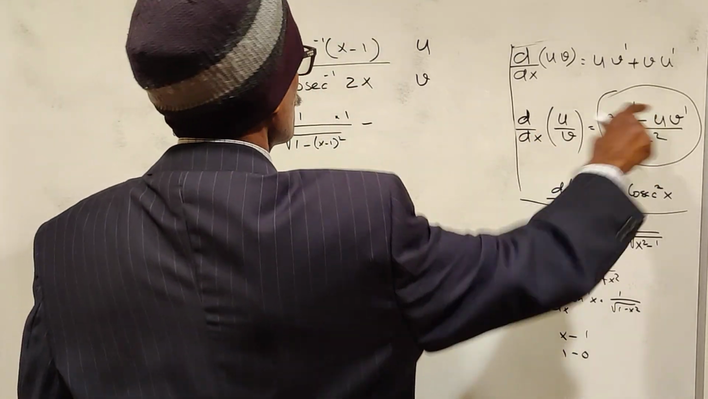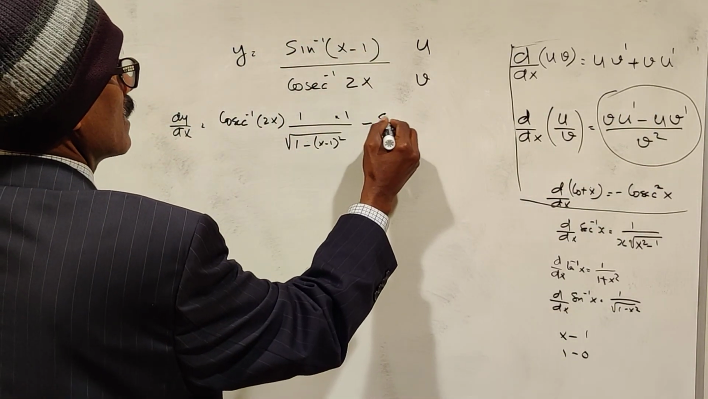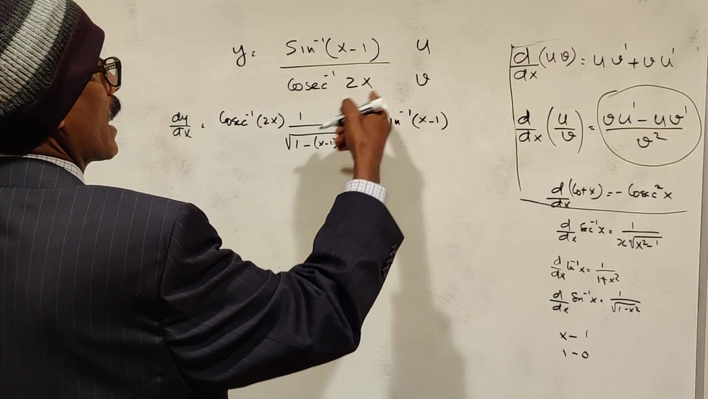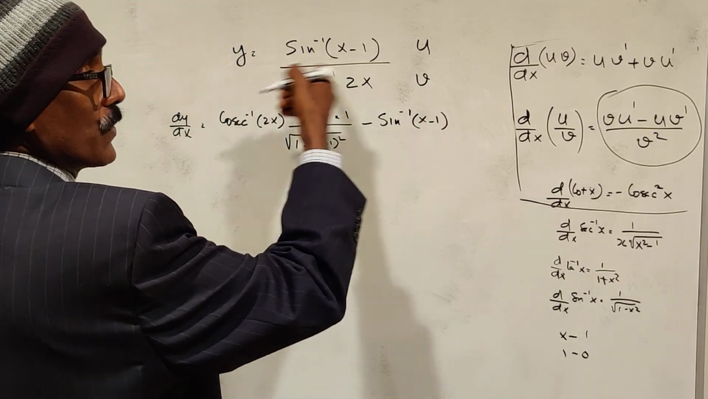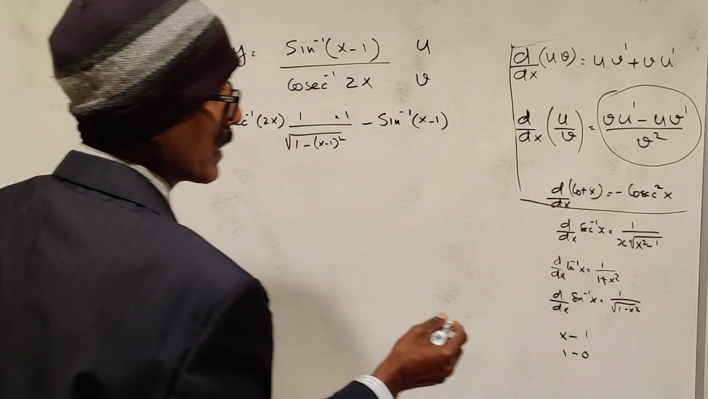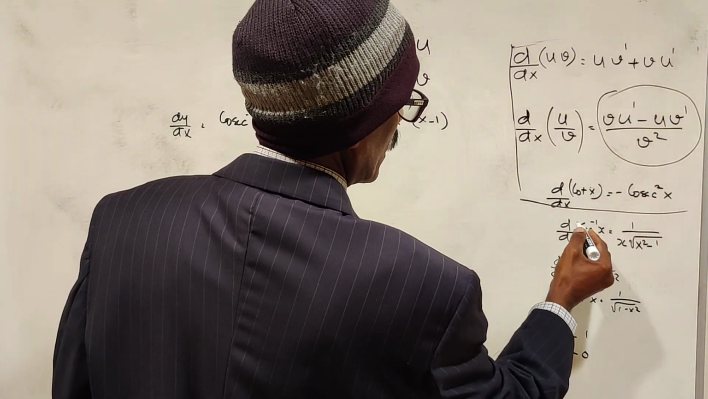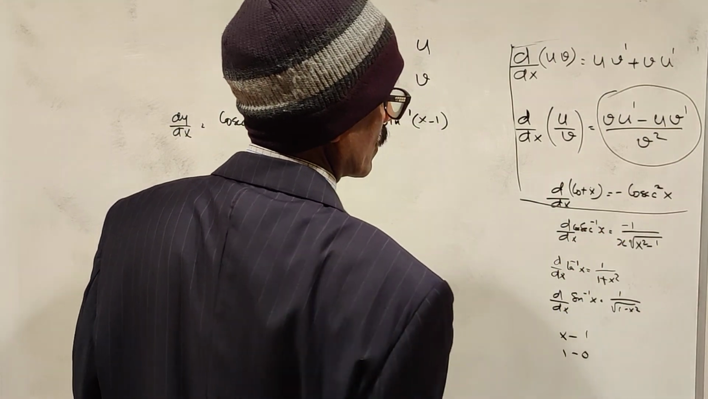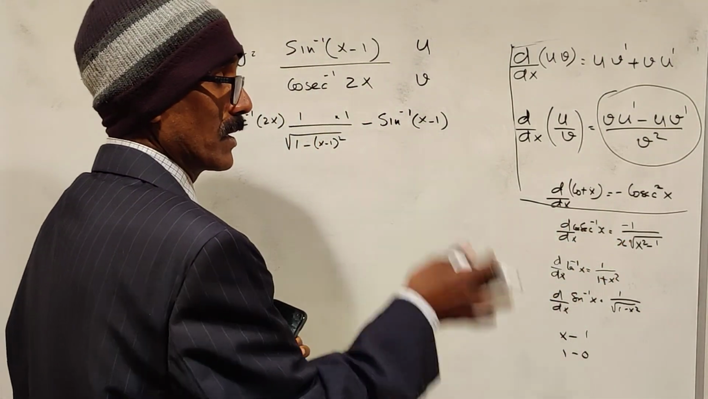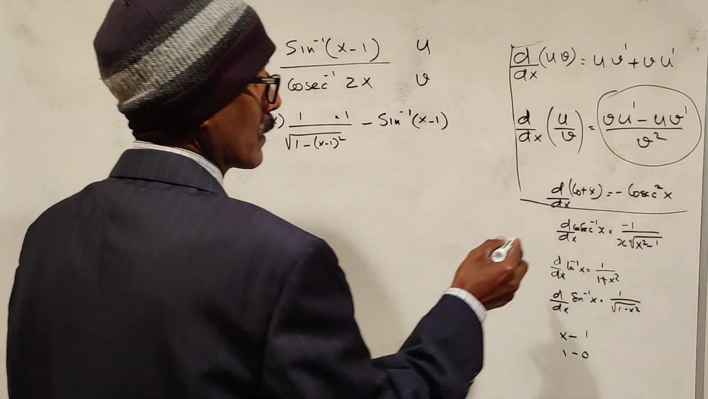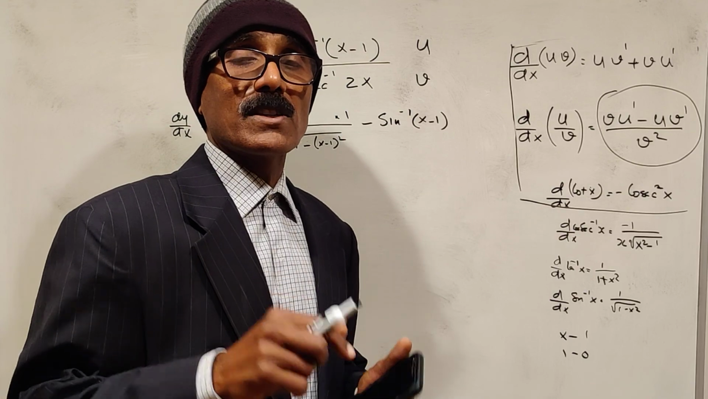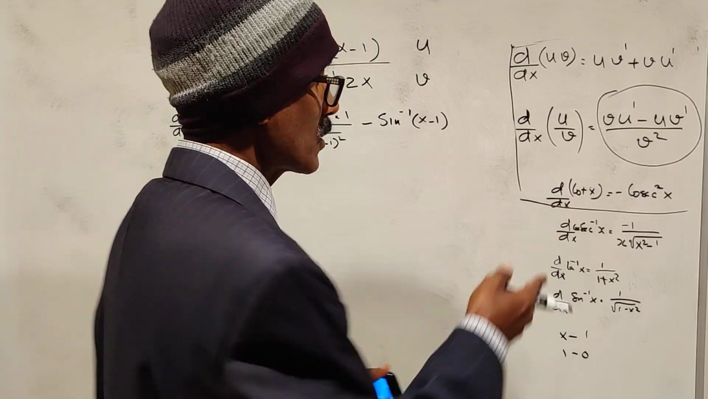numerator u, sin inverse x minus 1, times derivative of cosec inverse 2x. What is the derivative of cosec inverse 2x? If it is cosec, you need to put a negative. A small difference in sec and cosec. An easy method is just remember, if it starts with c, the answer should be negative.